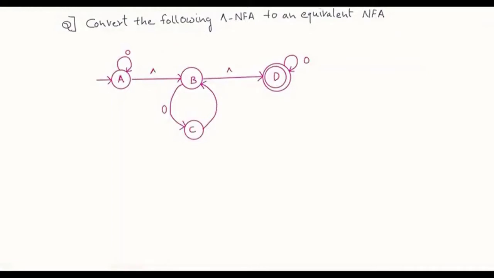Welcome to this lecture. Today we are going to solve a problem to convert the given null NFA to an equivalent NFA. As you can see, this is the null NFA that is given to us. It has basically 4 states and there are null transitions also. So this is a null NFA and we are supposed to convert it to an equivalent NFA.